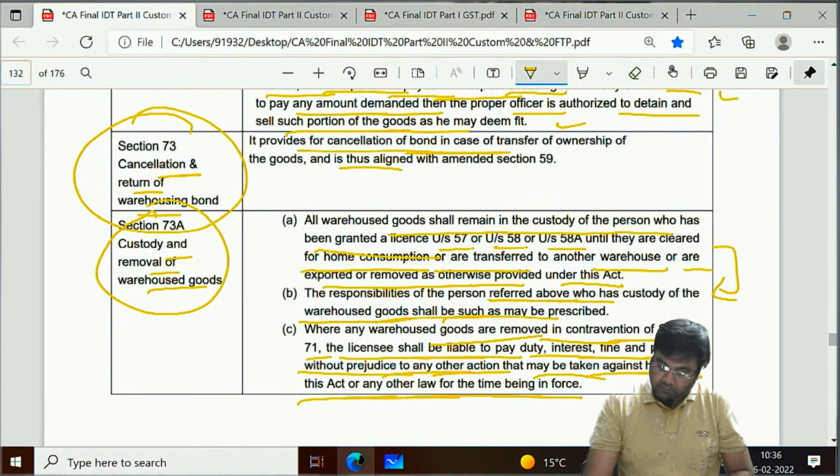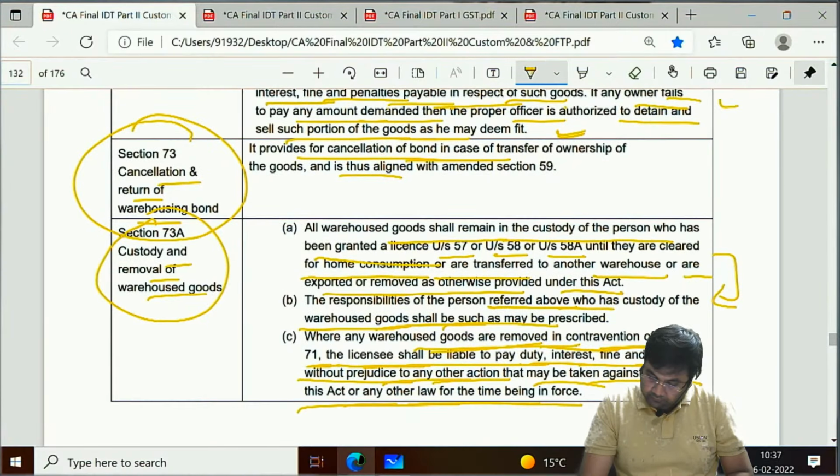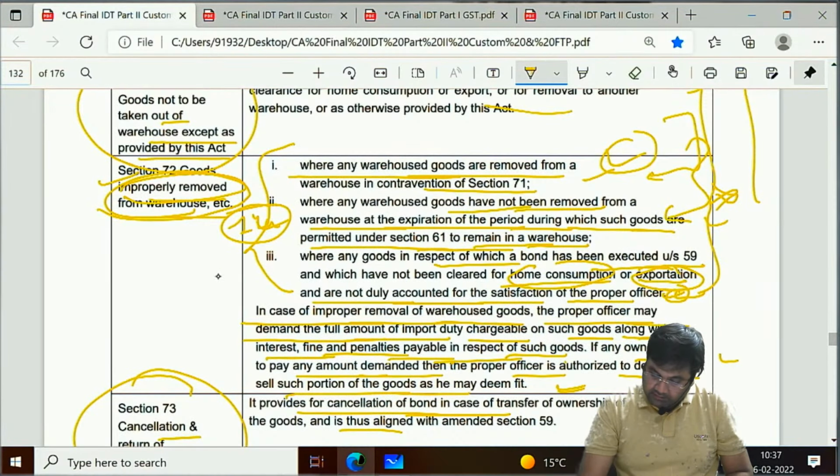Correct? So we have read this provision. Where any warehoused goods are removed in contravention of section 71, the licensee shall be liable to pay. The proper officer may demand, along with interest and penalty, in respect of the goods if any owner fails, then he may deem fit. I forgot where the provision is written, but it is basically on that date only that we assume it is improperly removed.